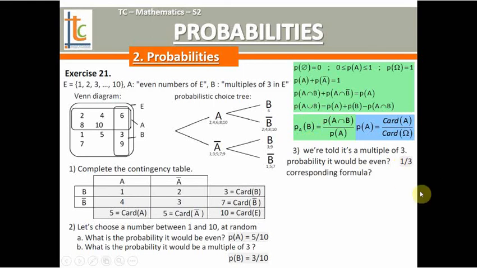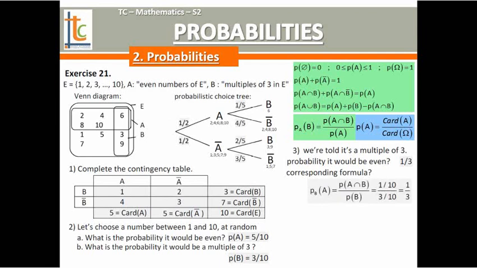So now, what would give the corresponding formula? The formula would give you P of A given B equals P of A∩B divided by P of B. But you know P of A∩B: it is 1 in 10. And P of B is 3 in 10. So 1 in 3 in the end. You just fall on the same result as earlier.